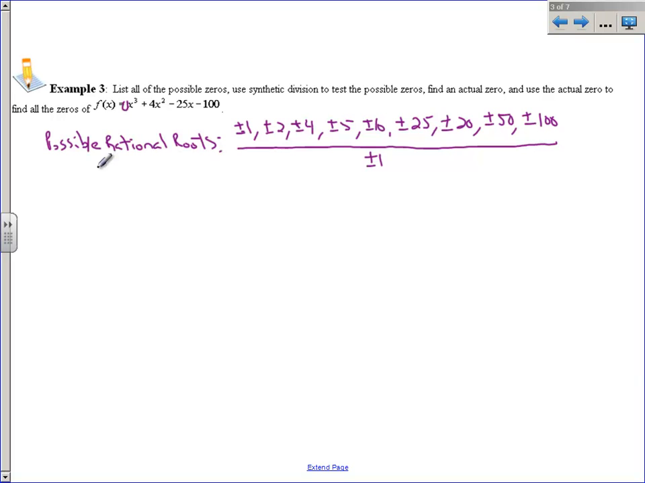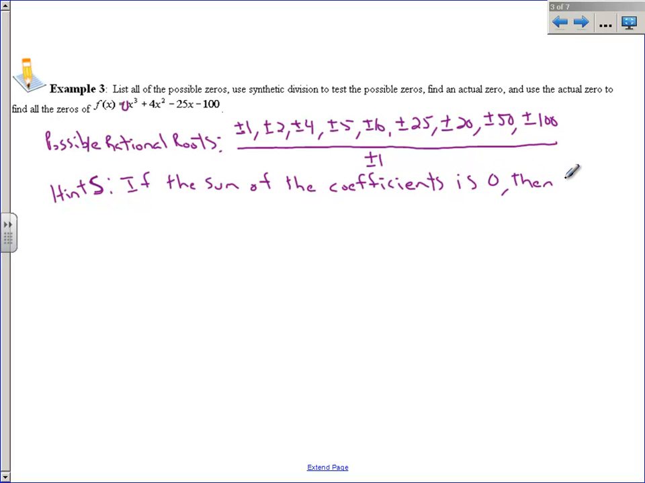Okay, so I'm going to give you some hints. We have 2, 4, 6, 8, 10, 12, 14, 16, 18 numbers to try. Before you start complaining about that, at least understand that that's smaller than infinity, okay? So here are some hints. If the sum of the coefficients is 0, then 1 is a root, making x minus 1 a factor.